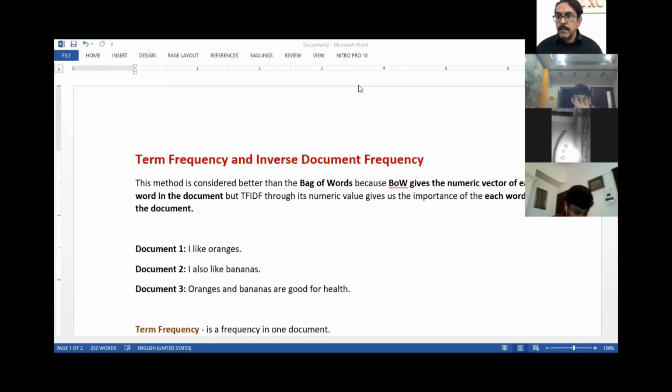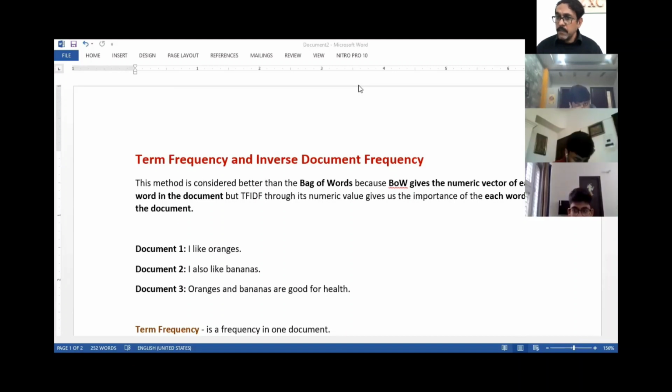So basically, if I compare both methods, the first is bag of words. As mentioned on the screen, bag of words gives you the numeric vector of each word in the document. But TF IDF, through its numeric values, gives the importance of each word in the document. So TF IDF gets more importance as it finds out which word has the most weightage, that is, which word is more important in the document. Okay, so let's begin. Let's not waste time.